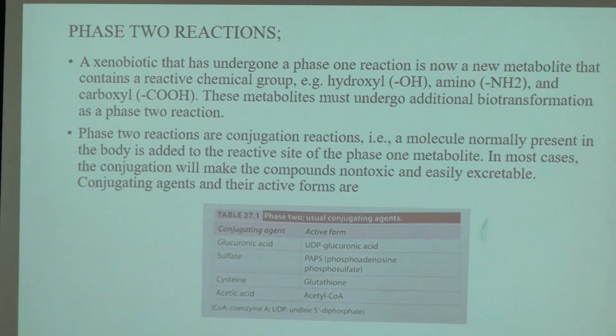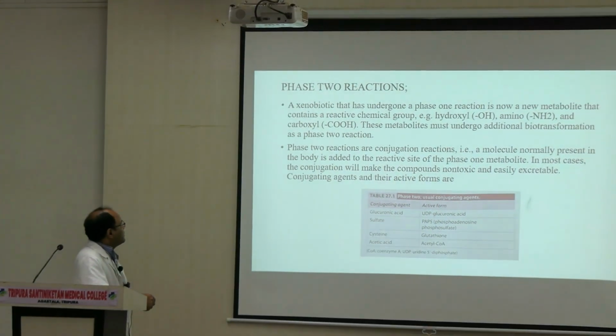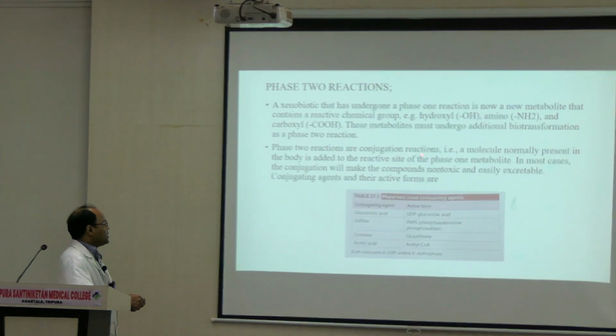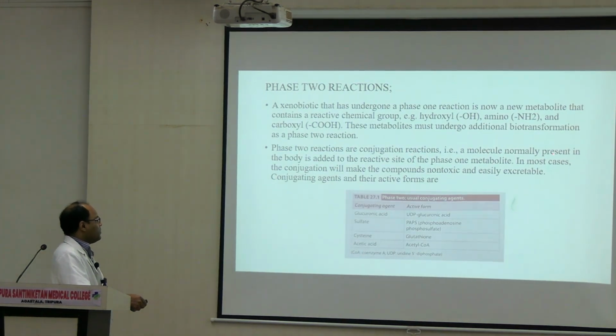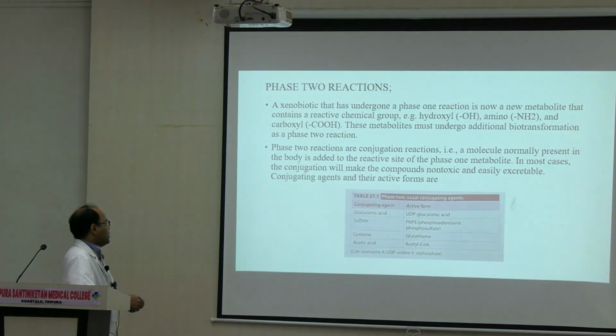While writing phase 2 reaction, everyone write these lines. Phase 2 reaction was conjugation reaction. There is a molecule normally present in the body added to the reactive site of the phase 1 metabolite. In most cases, the conjugation will make the compound non-toxic and easily excretable.